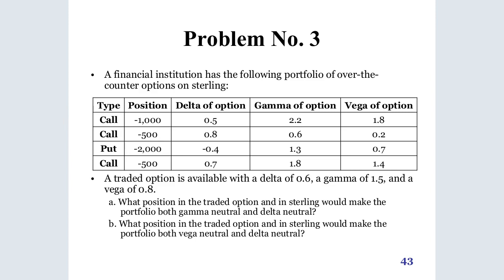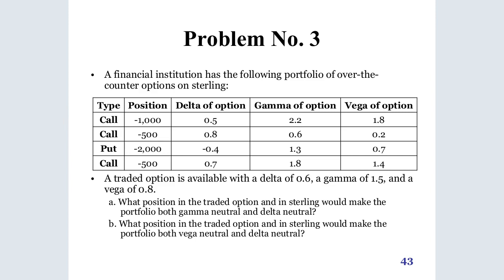Finally, this is a problem with a portfolio. I have a call. What is the position? There is one call which I have shorted 1,000, 500 calls, 2,000 puts and 500 calls again. These are 4 different options on the same underlying, each having different deltas, gammas, vegas. Now a traded option is available with a delta of 0.6, gamma of 1.5, and a vega of 0.8.